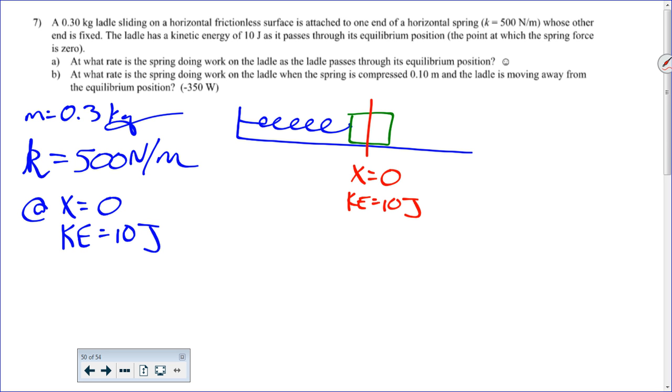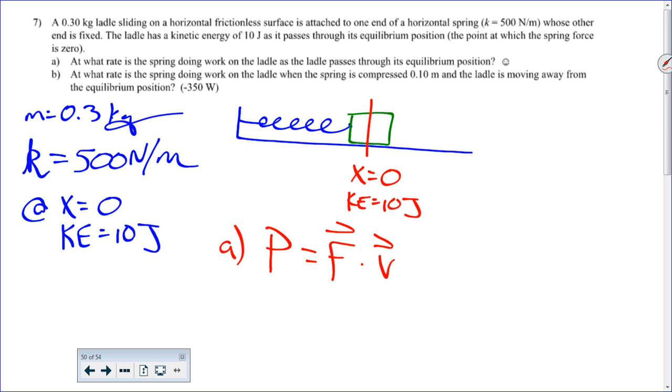All right, so question A says, at what rate is the spring doing work? What am I really asking you for? Power, right? The rate at which work is done. But it's asking for it at that instant, so for part A, we've got to find instantaneous power. Power is force dot product velocity. So there's some velocity here. We could certainly find it by working backwards from the kinetic energy, but you don't need to.